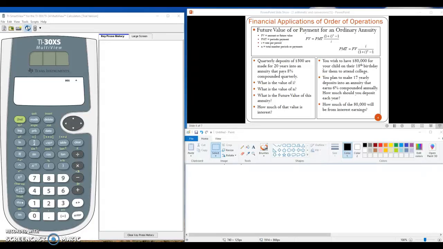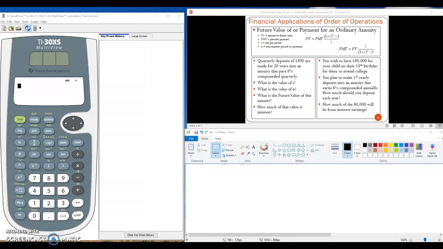Our third application of order of operations is to use the annuity formula. Annuities describe many of our retirement accounts. Instead of depositing one sum like we might in a certificate of deposit at the bank, payments are made. For me personally, I contribute to my retirement account with each paycheck. So I make 26 payments per year because I get paid every 2 weeks.